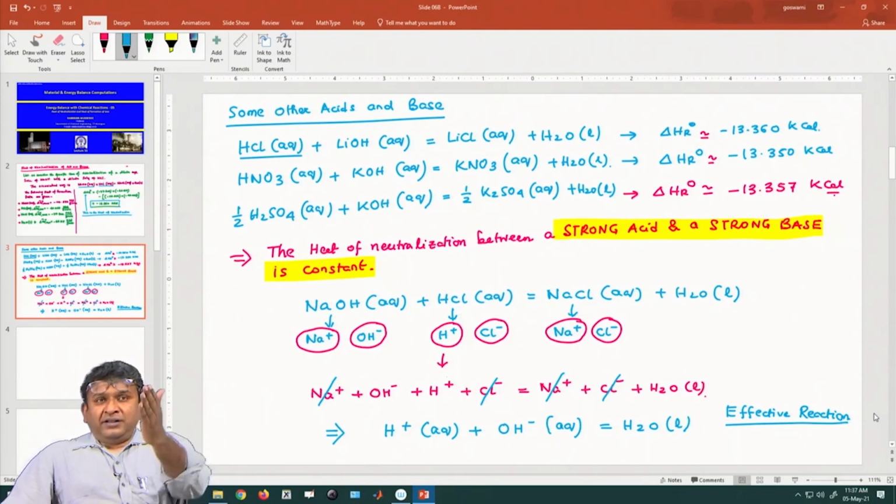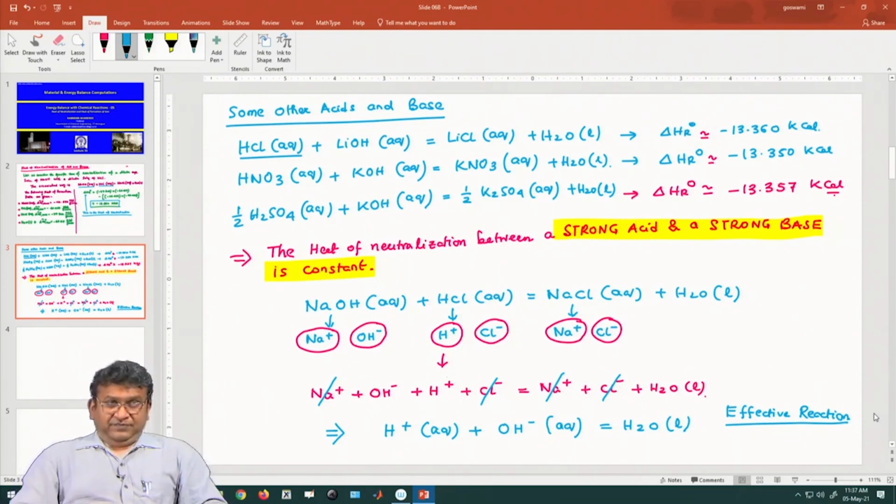So, for all the reactions that we have written above, if you consider the dissociation of the acid, the salt, the base and the salt, the effective reaction that actually happens in each case of this neutralization is H plus plus OH minus is equal to H2O.